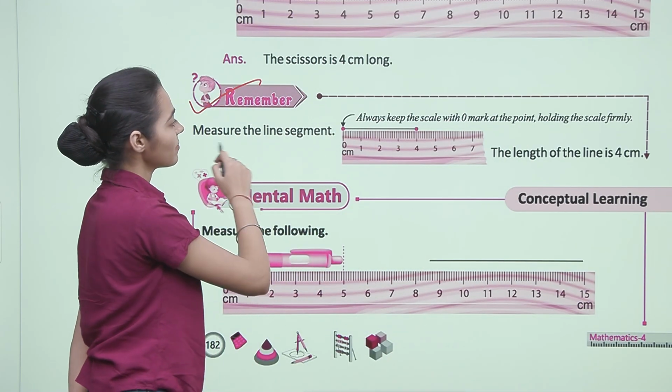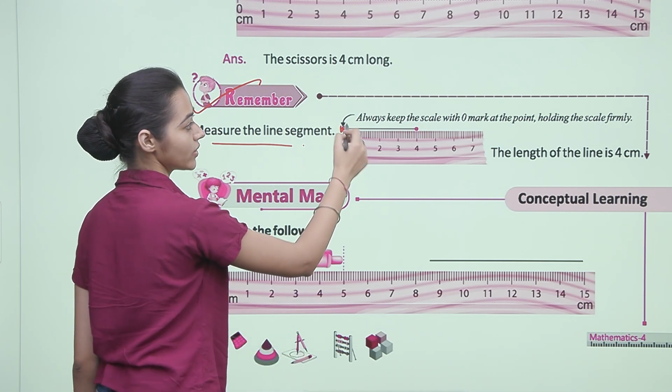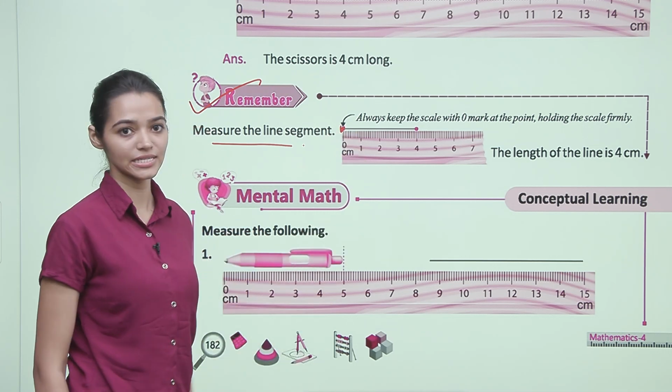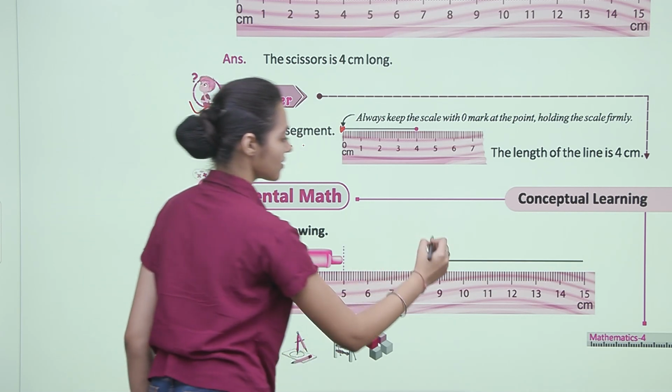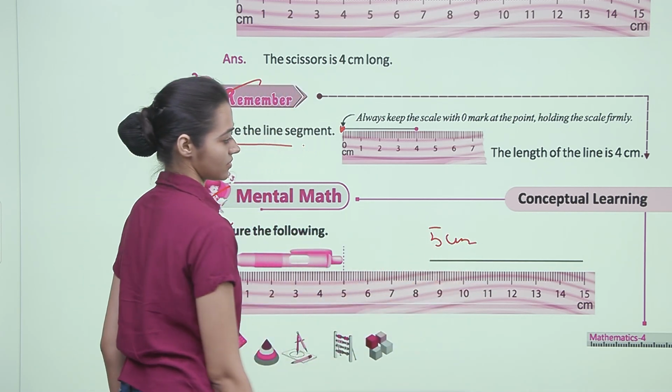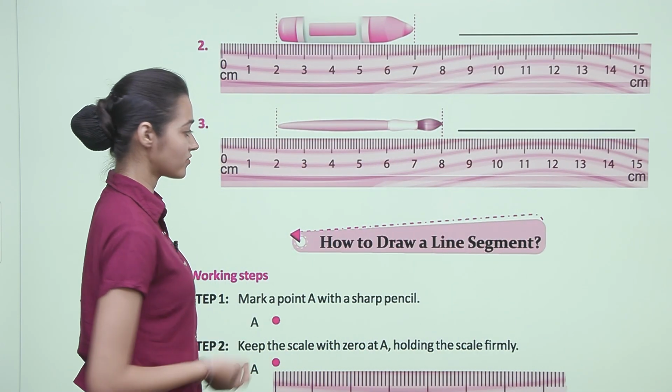Now next, always remember, when we have to measure a line segment, always keep the scale with the 0 mark at the point and hold the scale firmly. The length is 4 centimeter. Now let's look at the next length. We have to measure the following. So this is 5 centimeter. That's how you have to complete the remaining part.